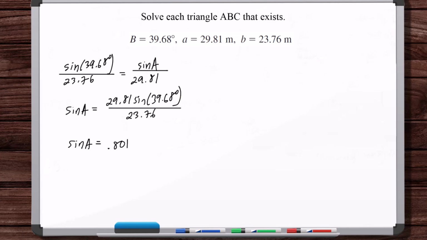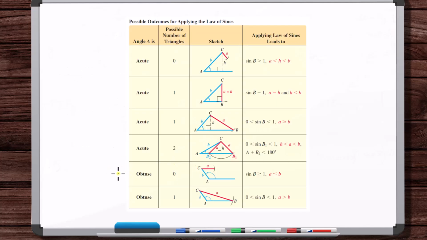Just to show you again, we saw we had the side-side-angle ambiguous law of sines case. So we know we have one of these six cases. We saw that the angle we had wasn't obtuse, which eliminates those. We saw that the opposite side length was less than the adjacent side length, which eliminates that. So we know we have one of these three, and we calculated the sine of the angle in question and saw that it was between 0 and 1. So it can't be this case because that's greater than 1, no solution. It wasn't equal to 1, so it can't be this case. So we know it's the two triangle case.